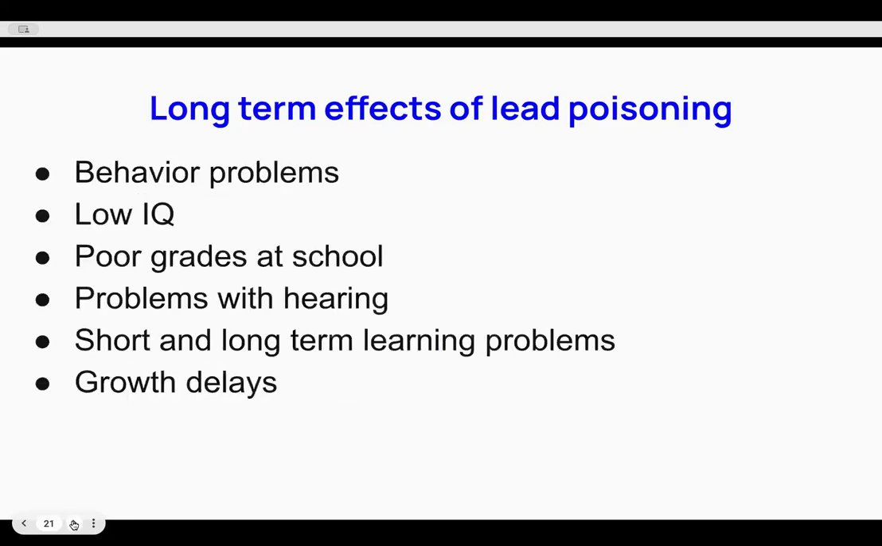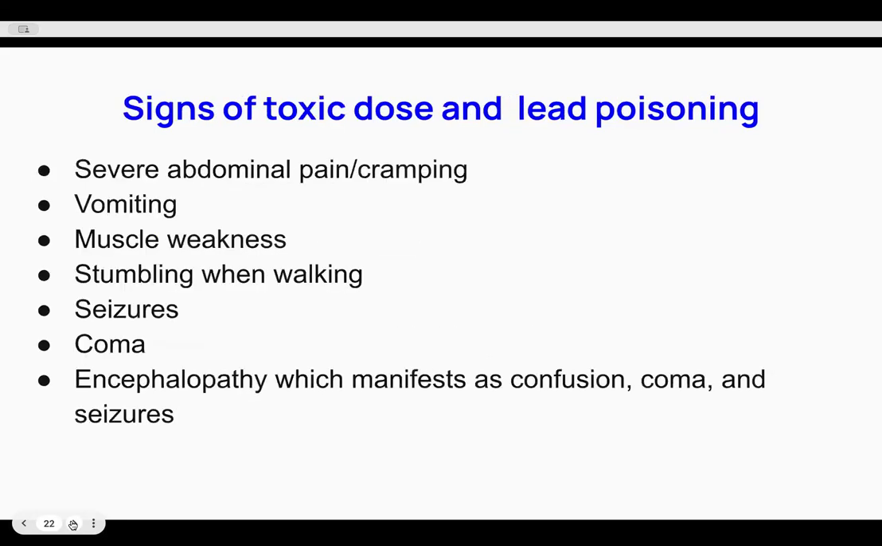Long-term effects of lead poisoning include behavioral problems, low IQs, poor grades at school, problems with hearing, short and long-term learning problems, and growth delays. These are signs of toxic dose and lead poisoning, so this is when you know somebody's had a toxic dose: severe abdominal pain and cramping, vomiting, muscle weakness, stumbling when walking, seizures and coma, and then encephalopathy, which manifests as confusion, coma, and seizures.